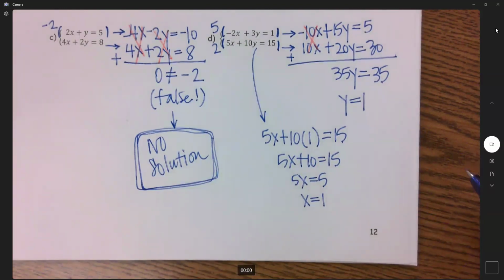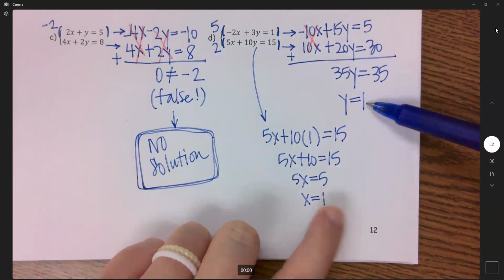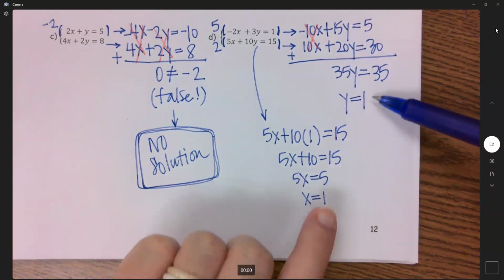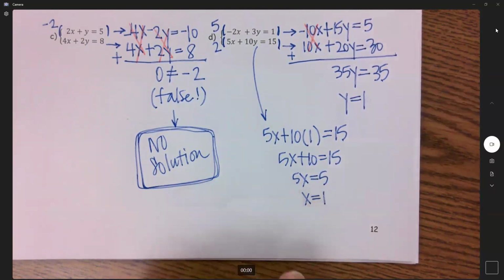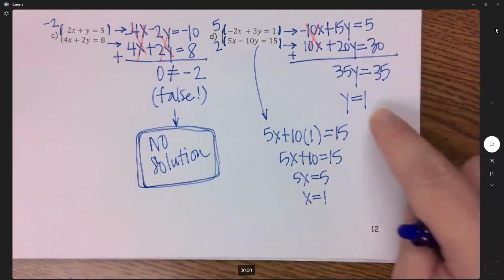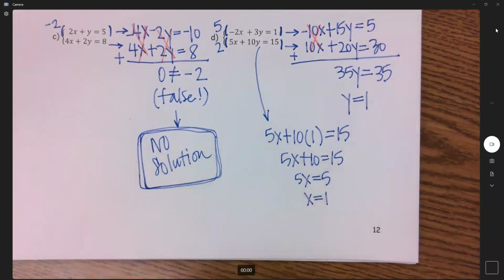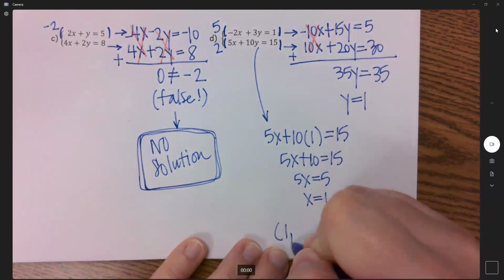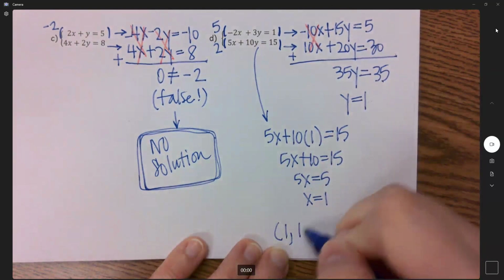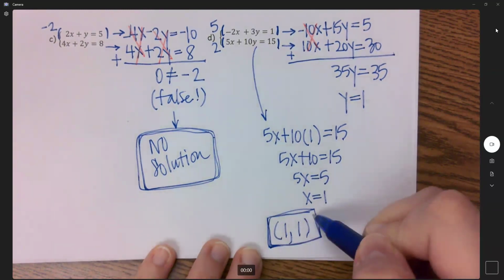So write this as an ordered pair. This one doesn't really matter because they both equal 1, but just to make sure we understand, we always write this as x comma y. So if these were two different numbers, even though I solve for y first, I'm still going to come back to x and write that x number first, and then comma your y. So our solution here is 1, 1.